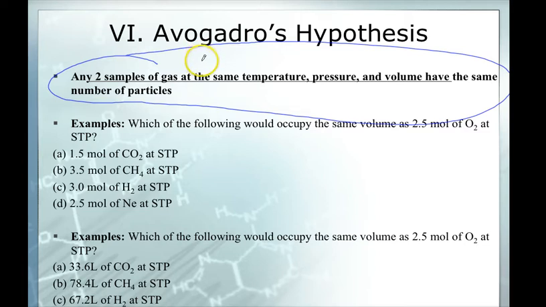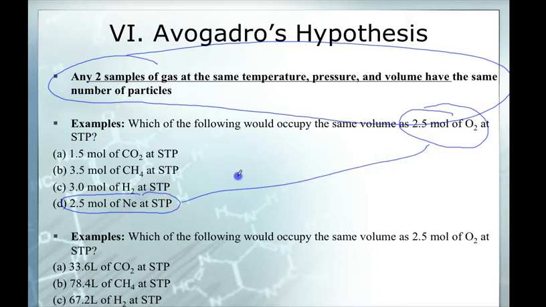So what he's saying basically is, if I have the same volume, let's say I have 30 liters of gas X and 30 liters of gas Y, and they're at the same temperature and pressure, they're going to have the same number of particles. So if you take a look at this, it says which of the following would occupy the same volume as 2.5 moles of O2? Well, it would have to be the same number of moles of any other gas. In this case, it would be 2.5 moles of Ne. So both of these would have the same number of molecules because they have the same number of moles and they're at the same temperature and pressure.